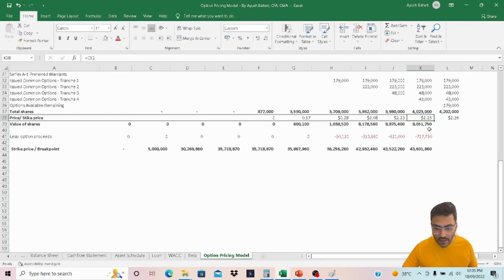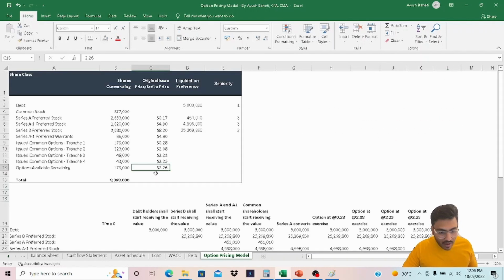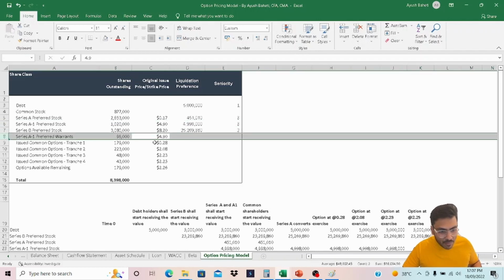Okay, so as you can see over here, 2.26. I will just simply drag the formula similarly over here, and then we have the strike price of around 43.6 million. After 2.26, the greater number than this is 4.9. So 4.9 for series A1 and series A1 preferred shares.